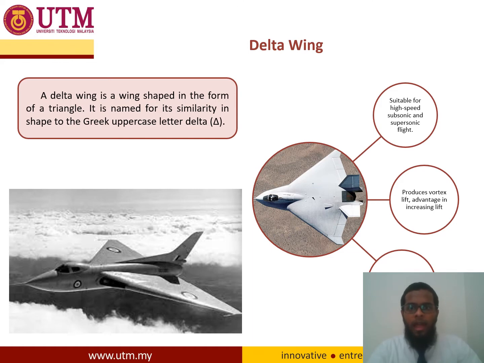listed here. It is suitable for high-speed subsonic and supersonic flight because wave drag is kept down due to low relative thickness. Due to the action of leading edge vortices, it produces vortex lift, which is advantageous in increasing lift. It is also naturally stable in pitching, as horizontal tail surface controls pitch, which is misunderstood as tailless. But delta wing is considered as blended wing or blended tail.